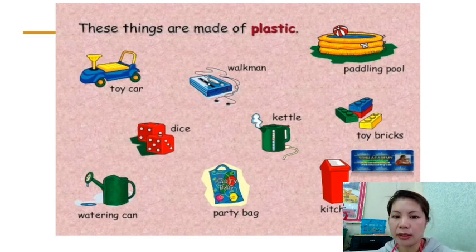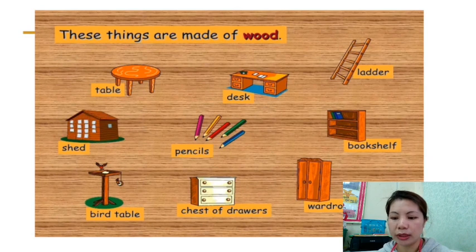Next are the things that are made of wood. These are the examples: a table, a desk, a ladder, a shed, pencils or colored pencils, bookshelves, bird table, drawers, and a wardrobe. These things are made of wood.